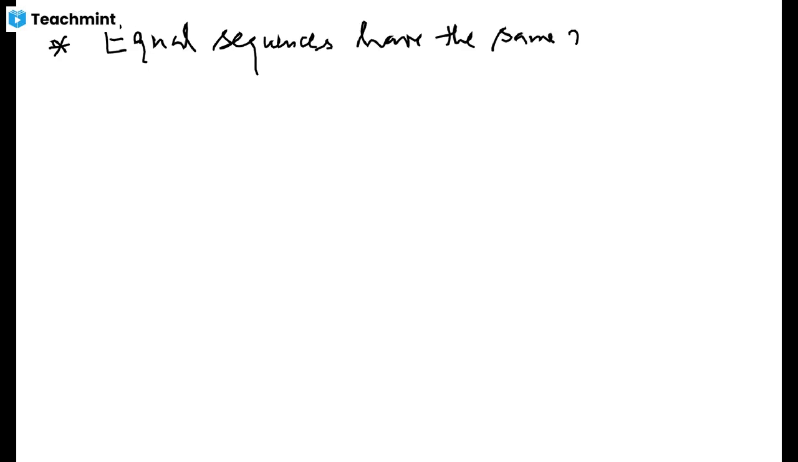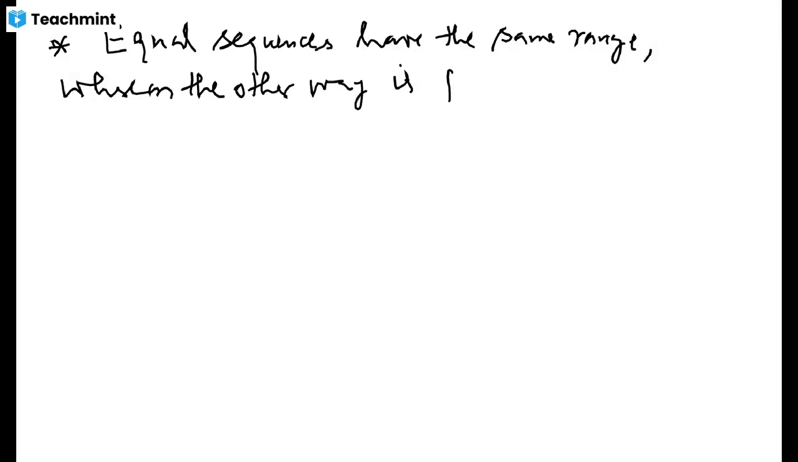So the first thing that you might observe from the equality of the sequence is that equal sequences have the same range. If two sequences are equal, they have the same range, whereas the other way it is not true. The other way it fails. That means if there are two sequences which have the same range, that doesn't necessarily imply that the sequences are going to be the same.